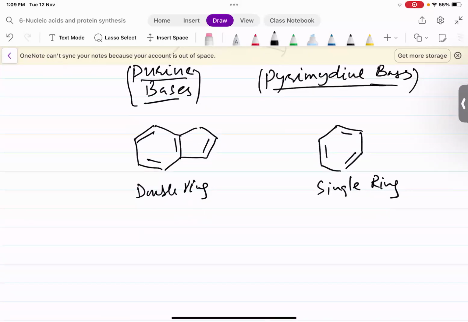And there are two examples of purine bases. One is represented with an A and is known as adenine. And the other is G and it is guanine.